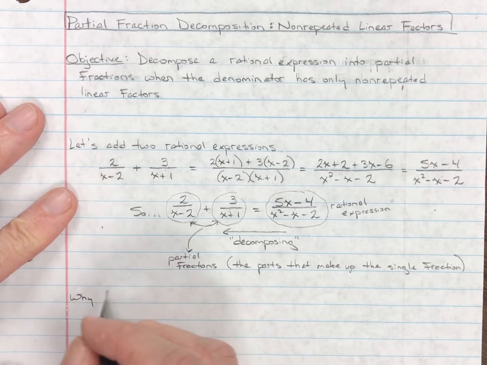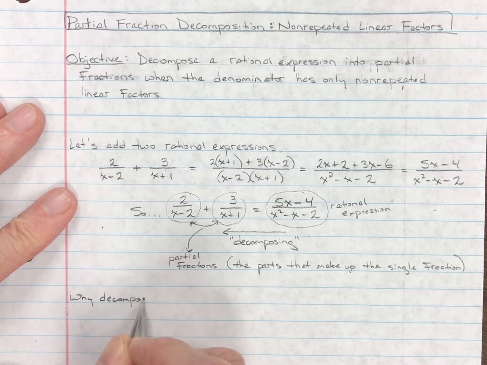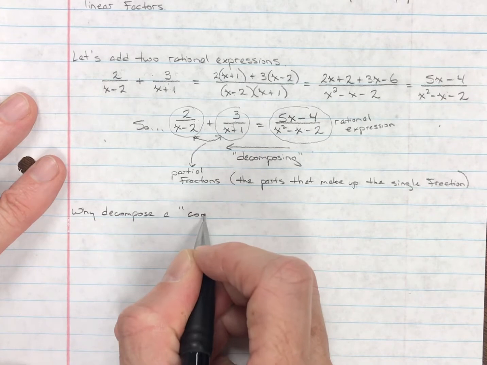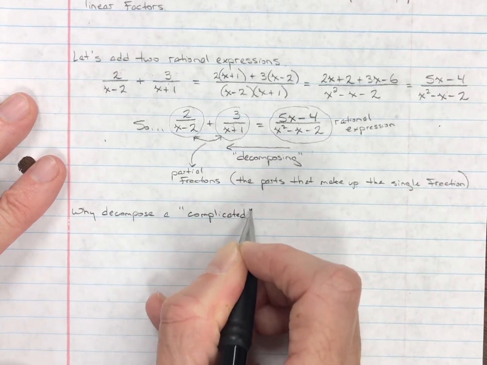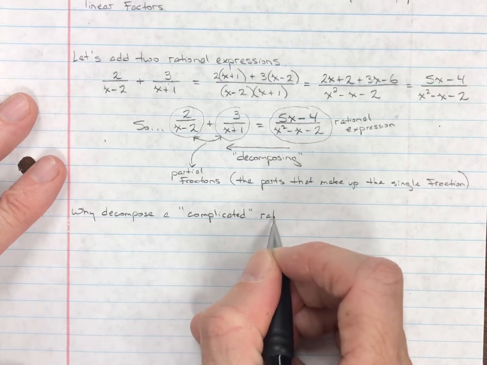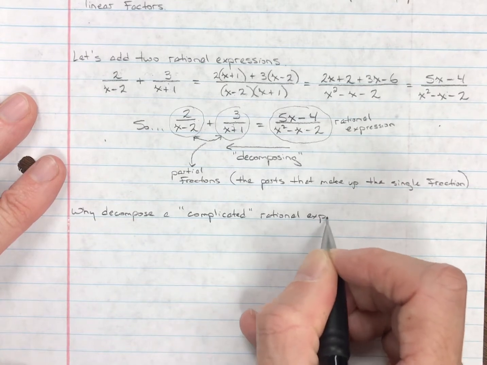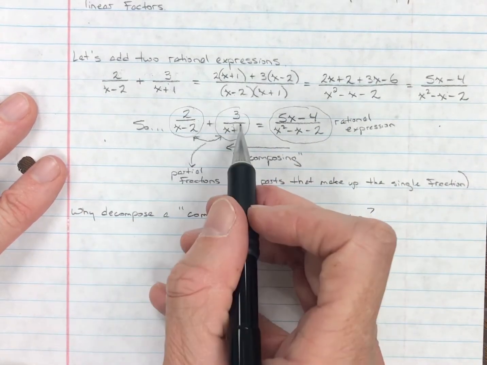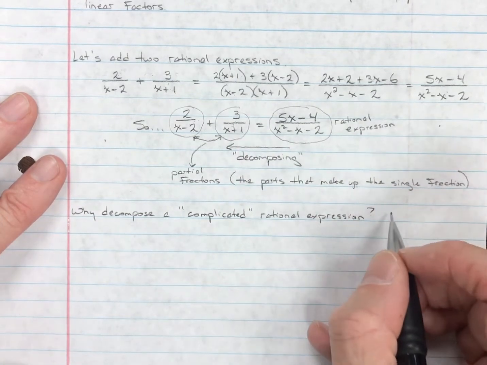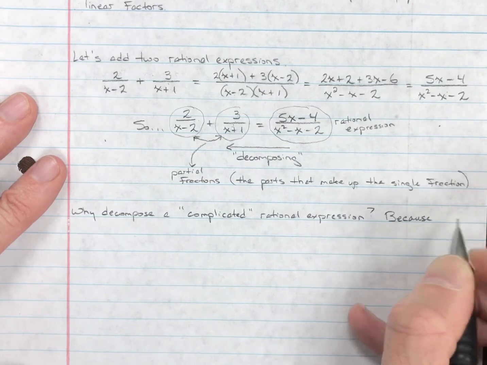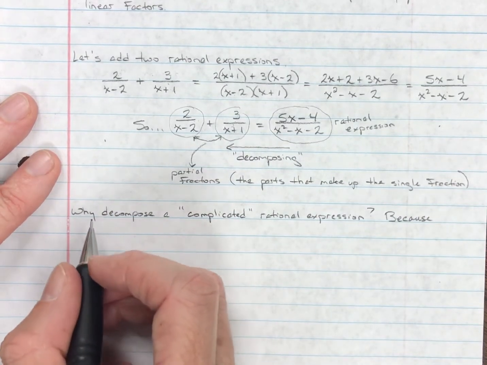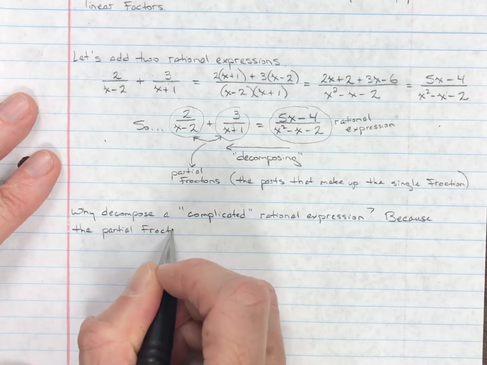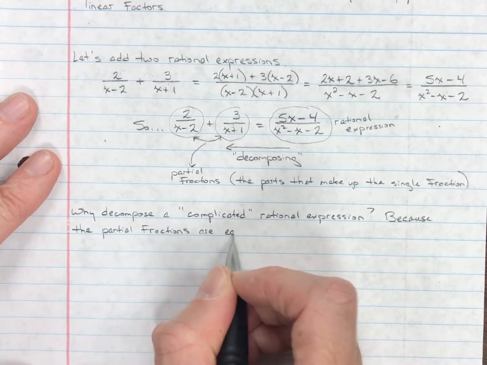Okay, so why do we do this? Let's talk about that. Why decompose what I'll call a complicated rational expression? Why in the world would we want to take this and rewrite it as a sum of two simpler fractions? Well, as I just spoke to, because the partial fractions are each simpler.